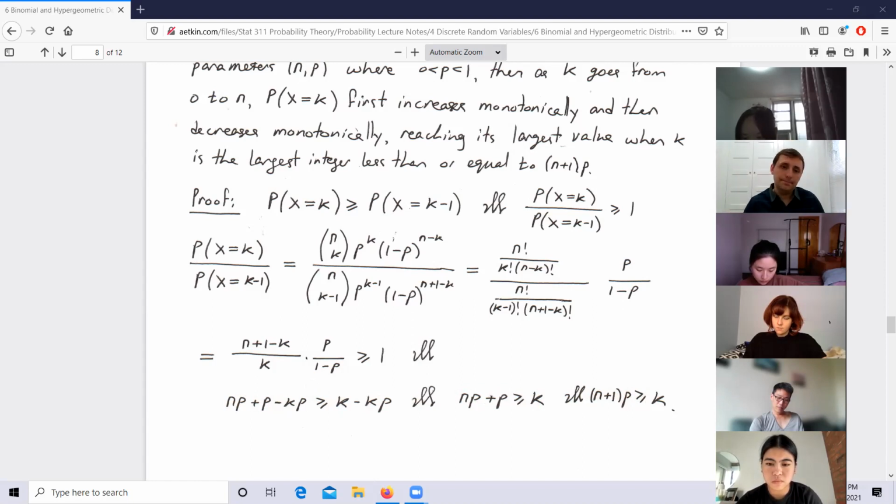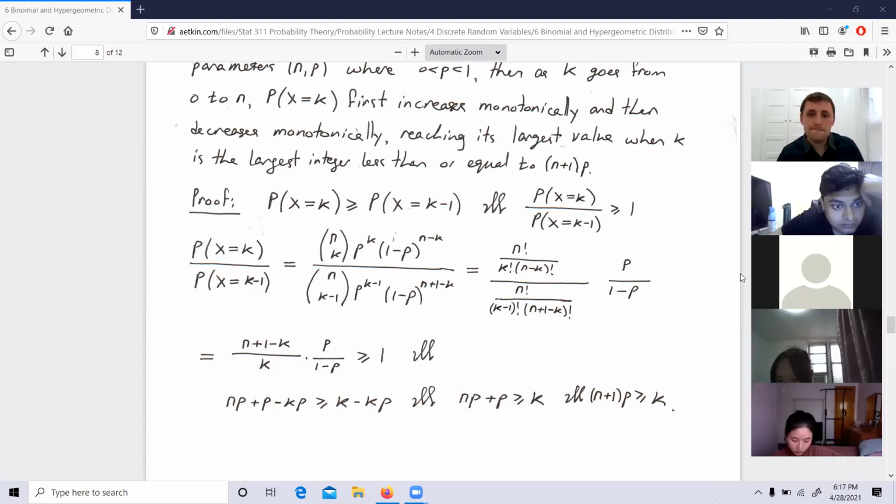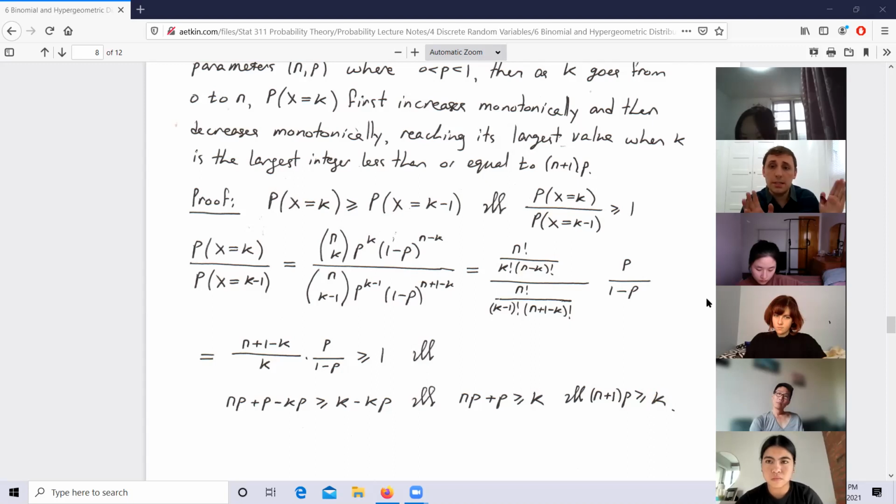Okay. That means that with this k, we increased from the previous step. And then once this is no longer true, then you will have a lower probability, of course.